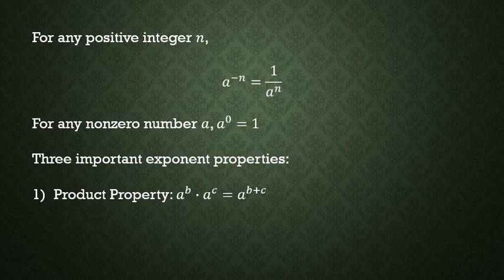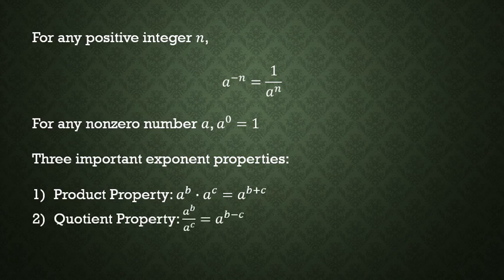First one up is the product property. The product property says if you're going to take the product of two things and those things have the same base, then that is the same thing as the base raised to the sum of the powers. So a to the b times a to the c is going to equal a raised to the power b plus c.